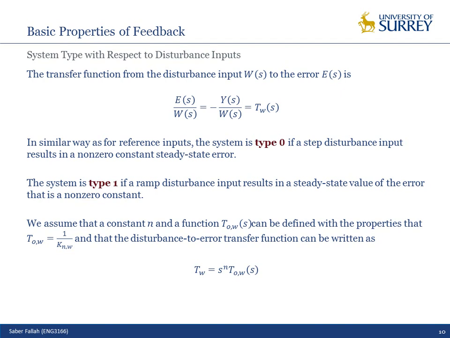input. If I define the transfer function T_W(s), which is minus Y(s) over W(s), as multiplication of two transfer functions, one s to the power n and another one T_OW(s), if my transfer function from output to the disturbance input is in this form, I can define the proper system type for the system.